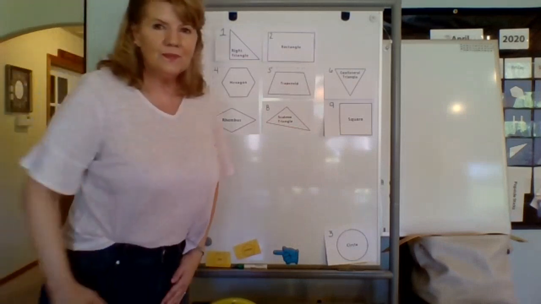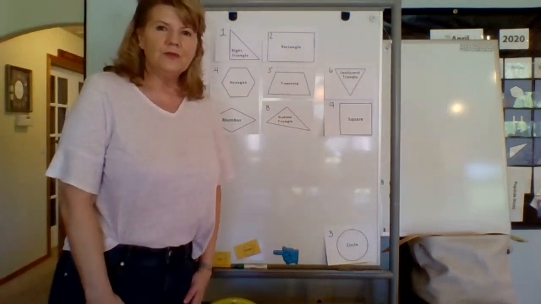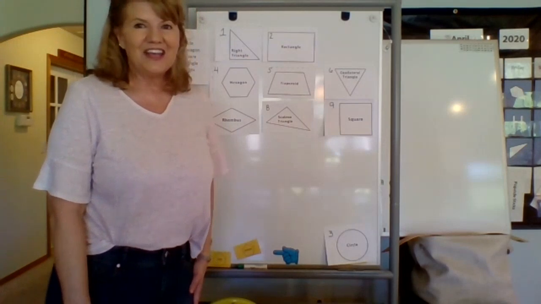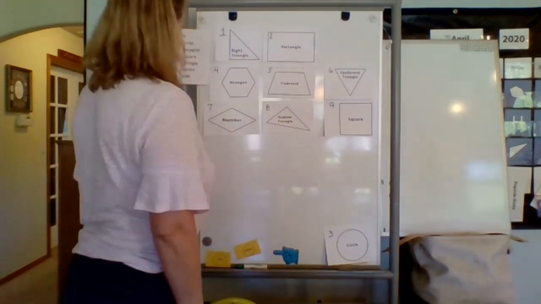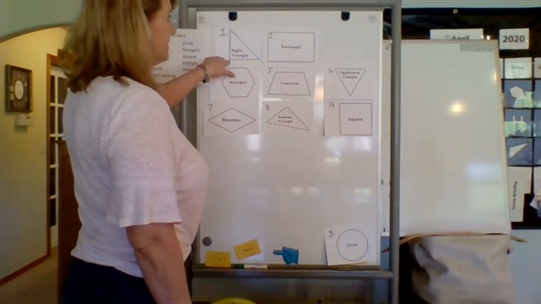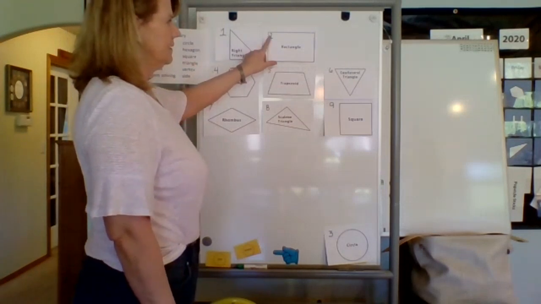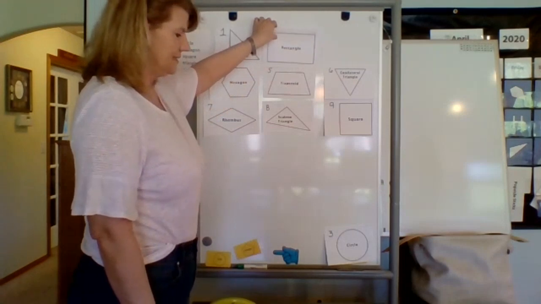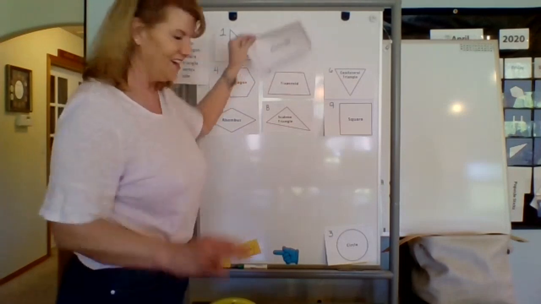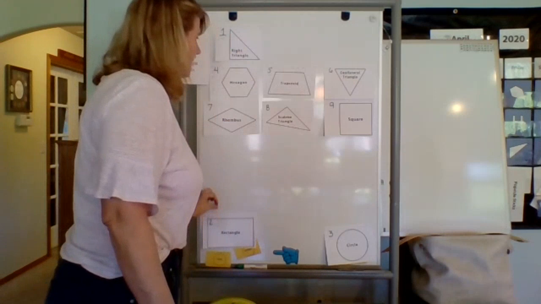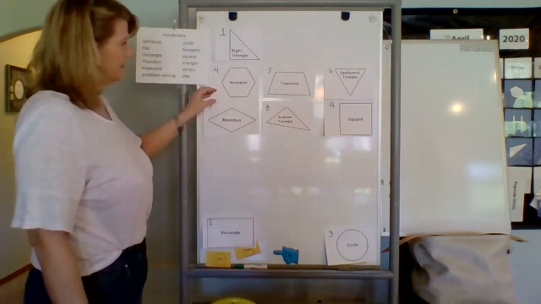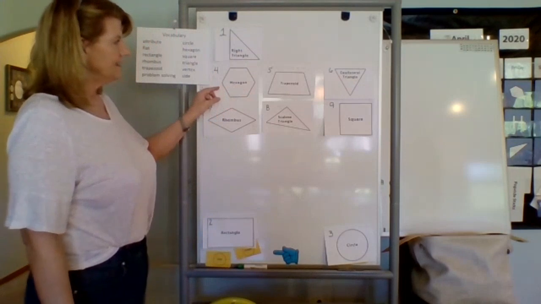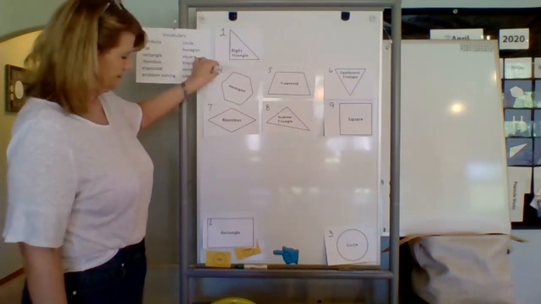My next clue I'm going to give you is I have exactly 3 sides. The right triangle has 3 sides. The rectangle does not have 3 sides. It has 4 sides. A hexagon does not have 3 sides. It has 6 sides.